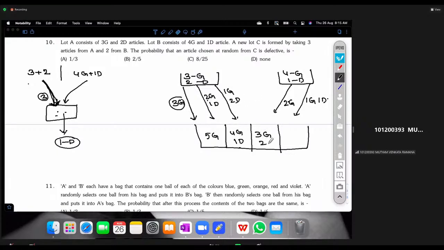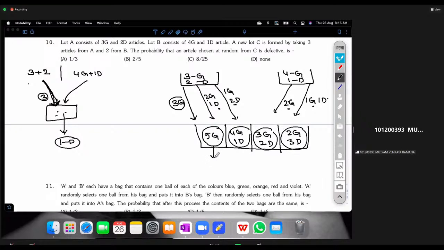Next one is three genuine, two defective. See, a combination of these two you'll get, or a combination of these two also you'll get. Next one is what is happening? Two genuine and three defective. So for each one, the respective probability will be calculated.